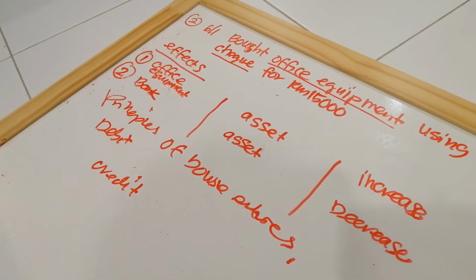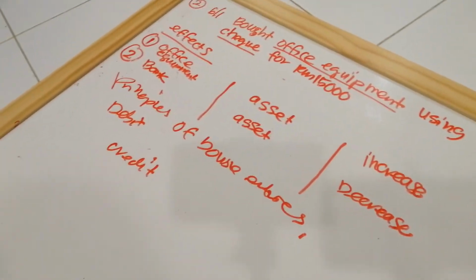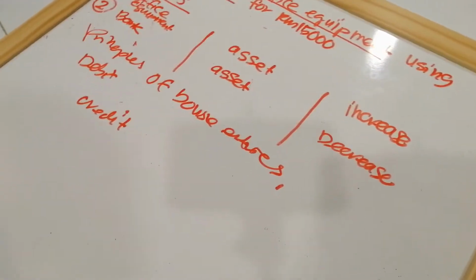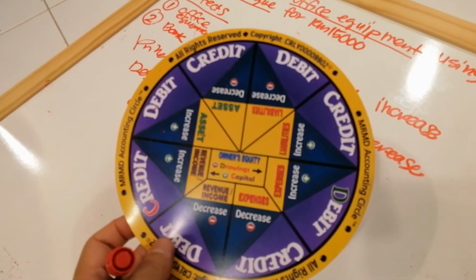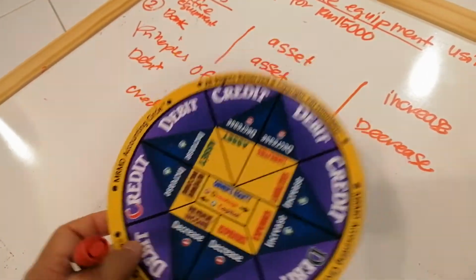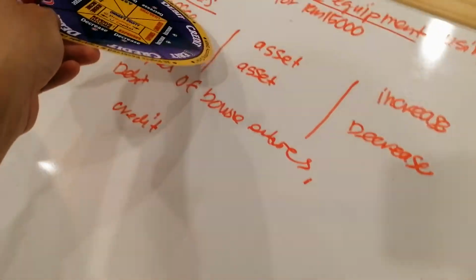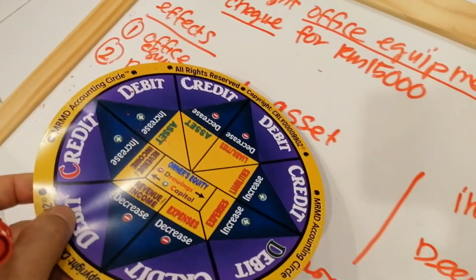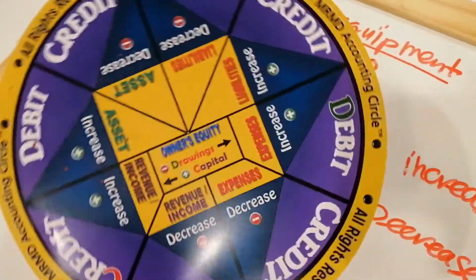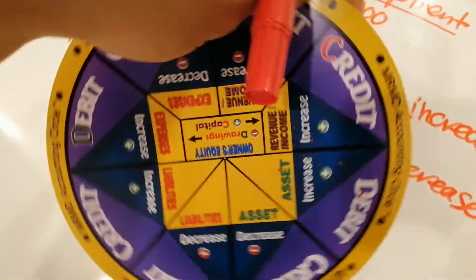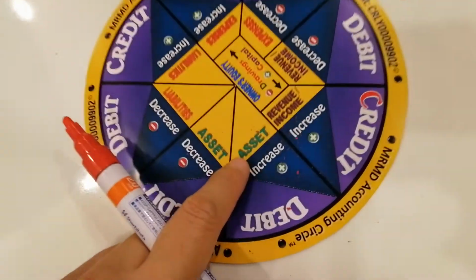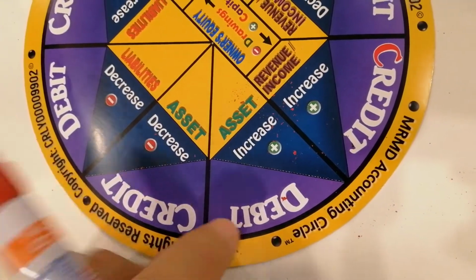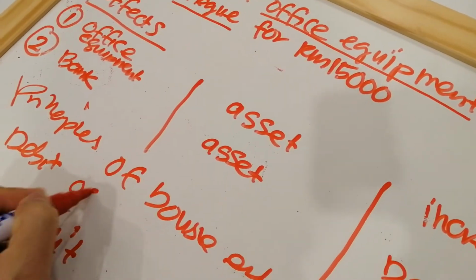So, you know the answer already? If you are not sure, I told you many times, you have this circle. This circle will help you a lot. If you are not sure, you go back to this one. Office equipment is under asset increase, so you go to the asset pie. Asset increase we record under debit. So debit here means the first one, office equipment.